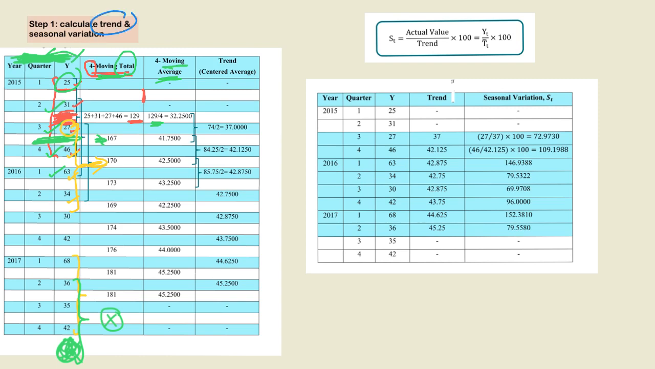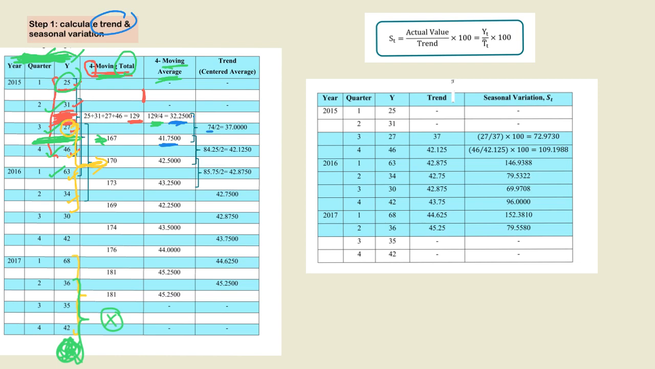Okay, in order for you to calculate the trend, first you need to total 32.25 and 41.75, so you are going to get 74. 74 you need to divide by 2. Why? This is the average of the number that you total up just now. So 74 divided by 2, you're going to get 37.